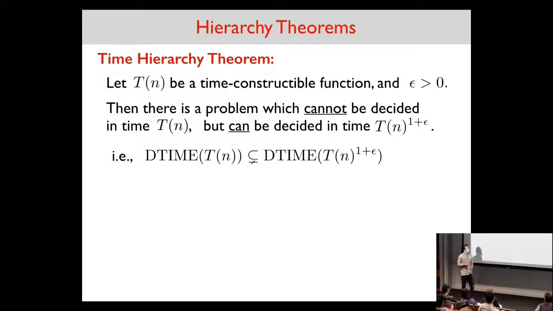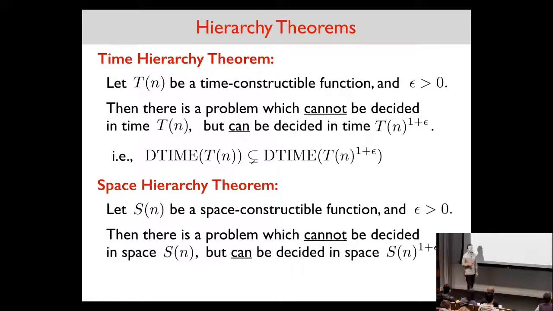So the hierarchy theorems, just to recall, so this was the time hierarchy theorem. The first sentence says, let T(n) be a time constructible function. I didn't really tell you what this means, and I'm not going to tell you what that means. It's not very important, okay? It's just some technical condition that you need. But the point is that it says that there is always a problem which cannot be decided in time T(n), but can be decided in, let's say, T(n) to the power 1 plus epsilon. Okay? And from this, trivially it follows that the complexity class P cannot be the same as EXP.